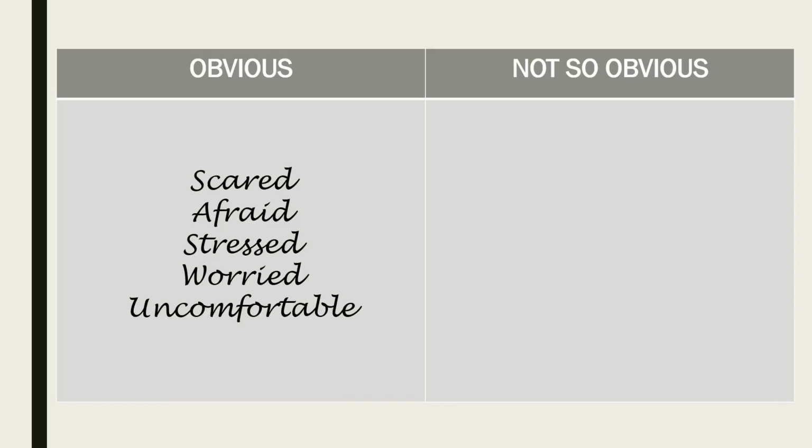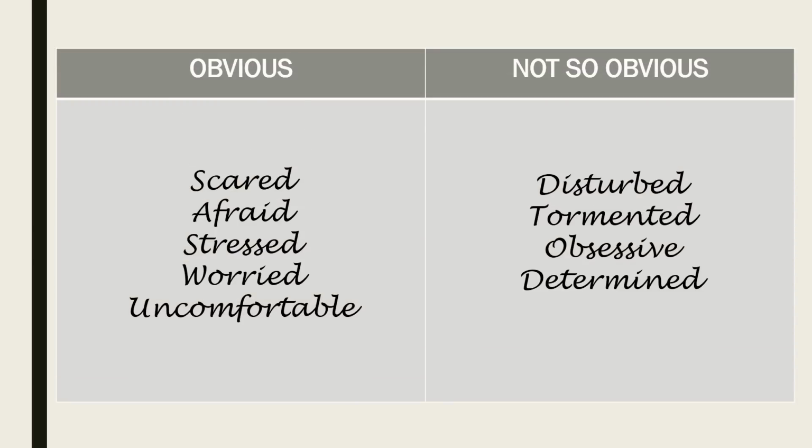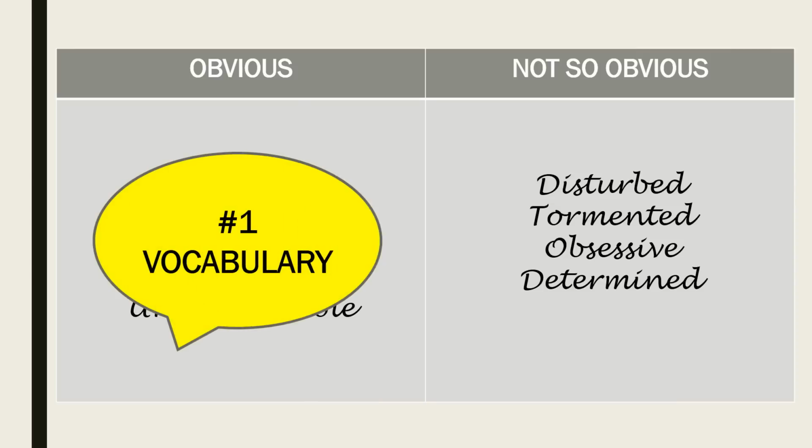I just want to say 3 final quick things to remember as you write. The first one is vocabulary. I could give this extract to any of my Year 7 kids and they would know that it features someone being scared or worried or uncomfortable. You don't want to talk about the obvious. You want to get more sophisticated. Vocabulary, as we've said, is really, really important. So phrases like disturbed, tormented, obsessive, determined are much more sophisticated and open the door to that deep, high quality writing that you want. So number 1 is vocabulary.